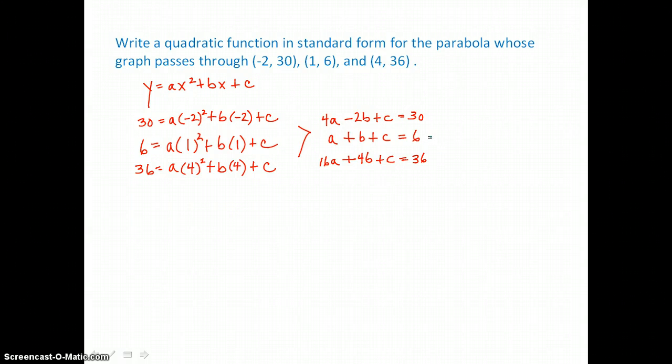Now remember, for a system of 3 equations and 3 unknowns, you can use substitution or elimination. I'm going to choose to use substitution on this system. So in this middle equation, I'm going to solve for c. c is equal to 6 minus a and minus b from the left-hand side.